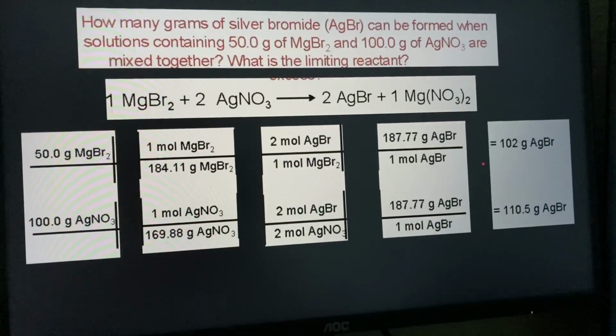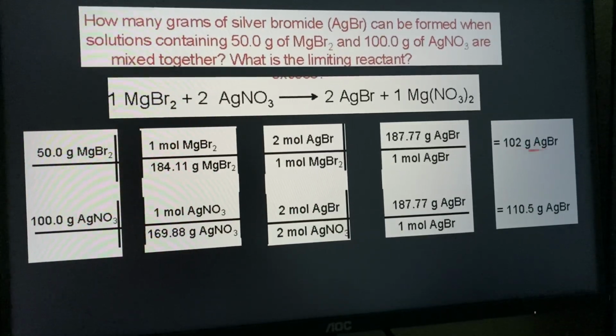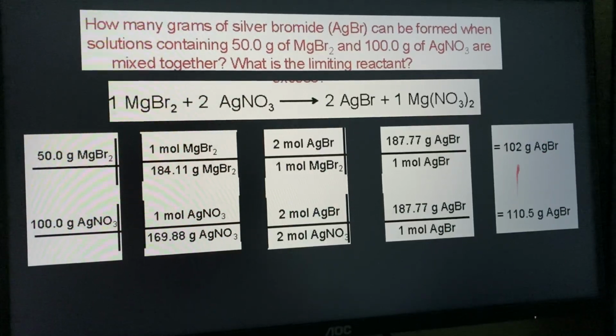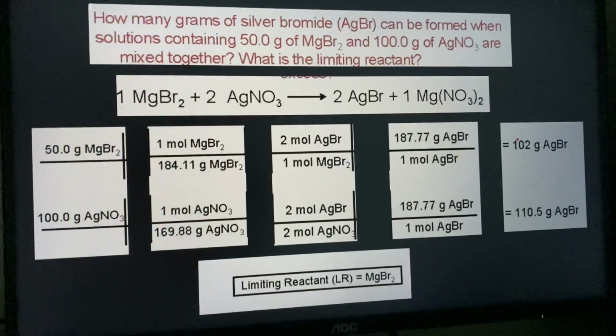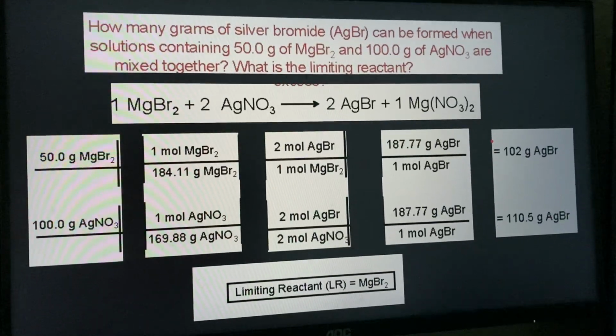We figure out that this one makes 102 and this one makes 110.5, meaning that this one makes less. The one that always makes less is the limiting reactant, because it's going to limit the equation to only making this much. So the answer would be MgBr2. Alright.